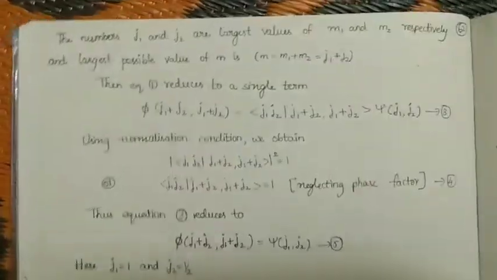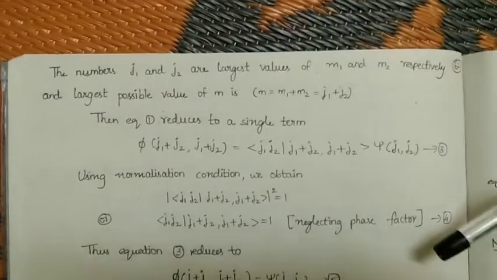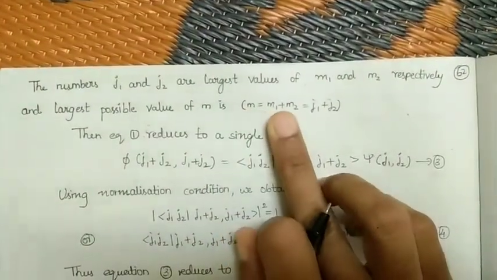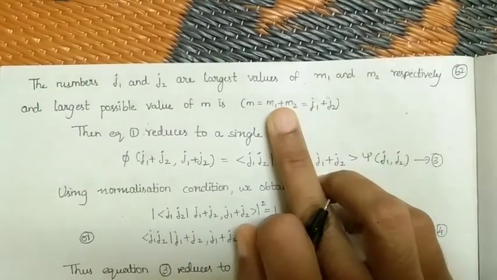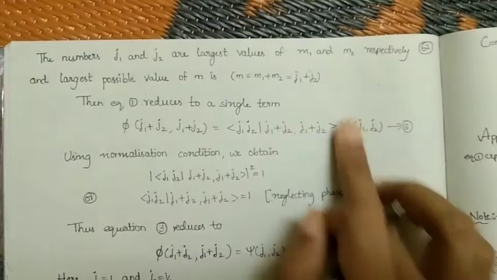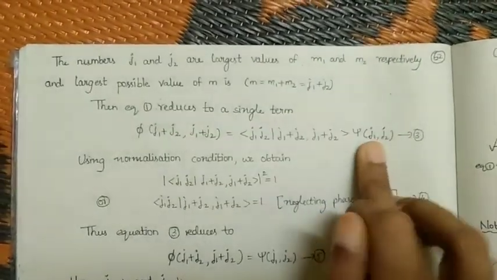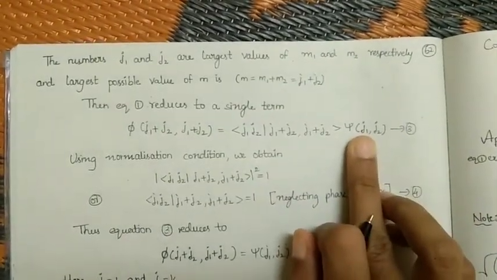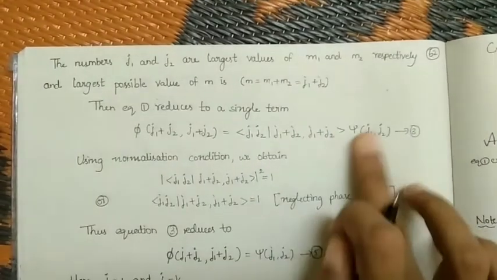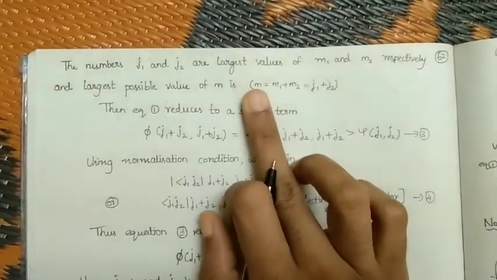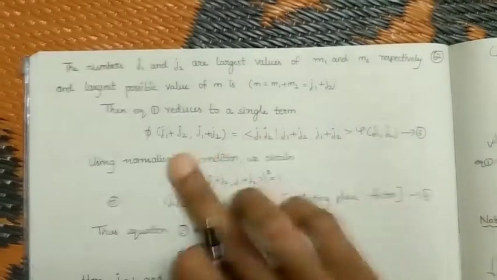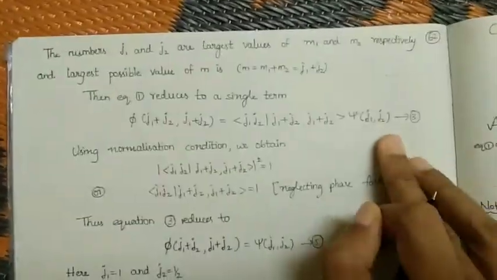So we would get only one Clebsch Gordan coefficient, because there would be only one possible m1 plus m2. So when m is equal to m1 plus m2, then only we would have a Clebsch Gordan coefficient. That is only for this case, when m1 is equal to j1 and m2 is equal to j2. This is the possible case, and in that case we would have m equal to m1 plus m2. So this is the possible equation.